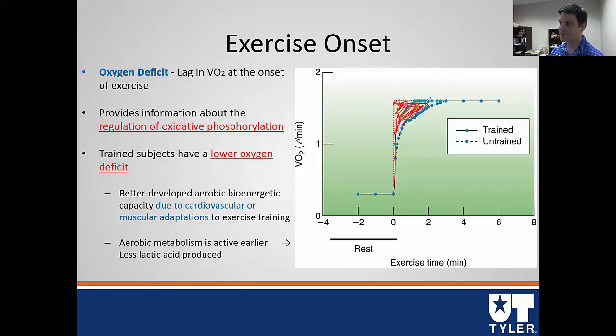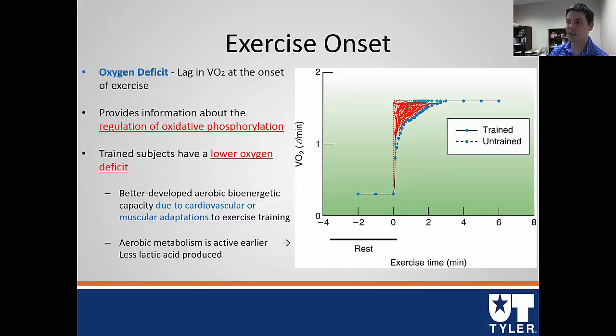So this gap was coined by one of the classic exercise physiologists, A.V. Hill, and he called this an oxygen deficit. The idea was that using these anaerobic pathways put us in negative oxygen because we weren't using enough oxidative metabolism, and he called this an oxygen deficit, and it provides information about the regulation of oxidative phosphorylation. We'll talk about this deficit and what it means, and the idea of paying it back, in just a second.